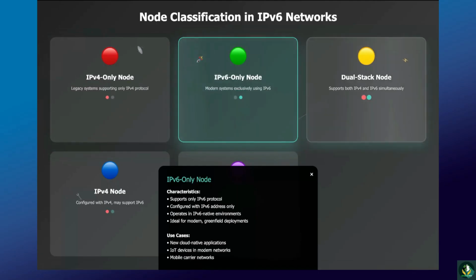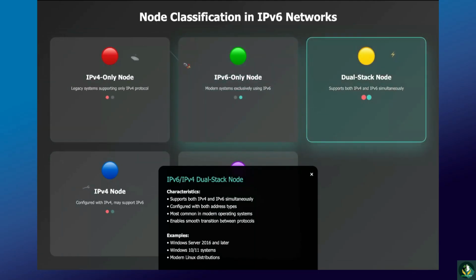networks. We also have the dual state node, or dual stack node. It's IPv6/IPv4. These types of nodes support both IP version 4 and IP version 6 simultaneously. And this type of node is configured with both IPv4 and IPv6 addresses. They are used in most modern operating systems, including Windows Server 2008 and later, and Windows Vista and later.